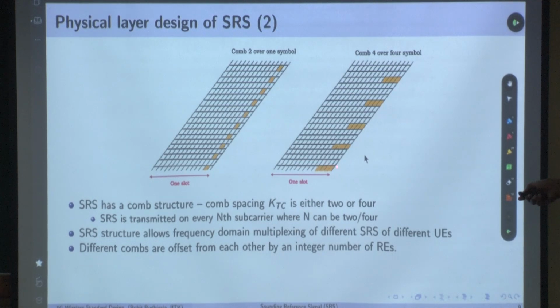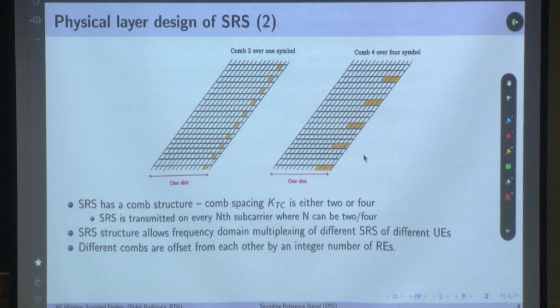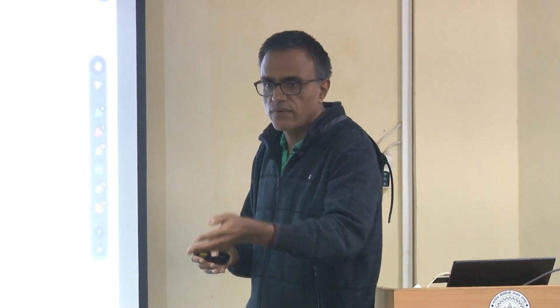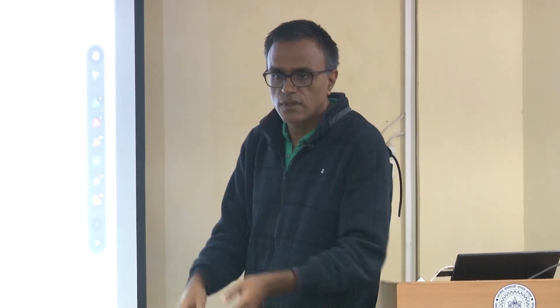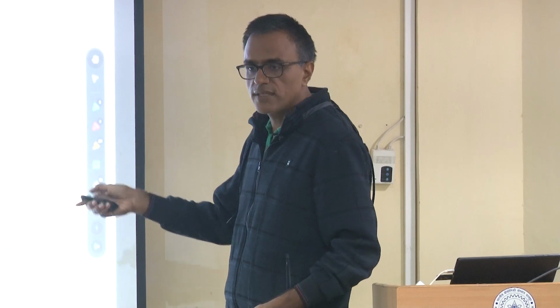Now look at this comb structure. Let's say it is for one user. Then for the second user, I can offset it by 1 and assign it to the second user. Similarly, I can do it for another 2 users. So this kind of comb structure allows me to multiplex 4 different users, and the base station can find out the entire frequency domain channel of all these 4 users simultaneously. If I have to sound out 4 users, I will do this allocation. If I have to sound out 2 users, I will do this allocation.